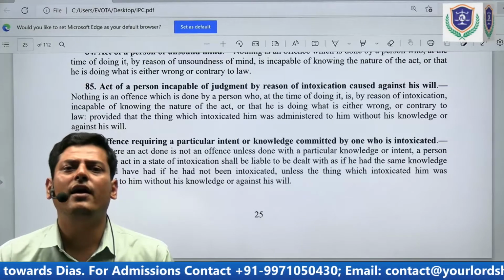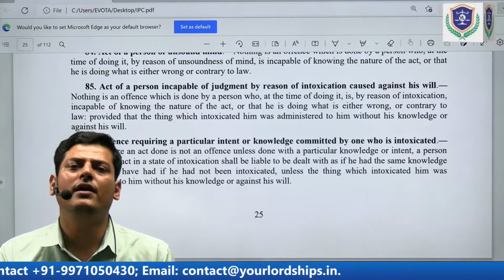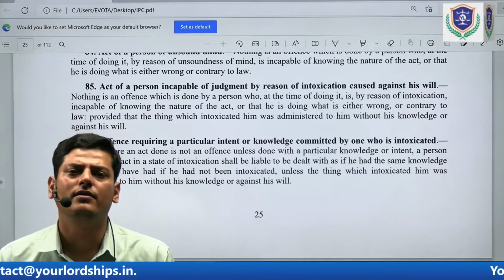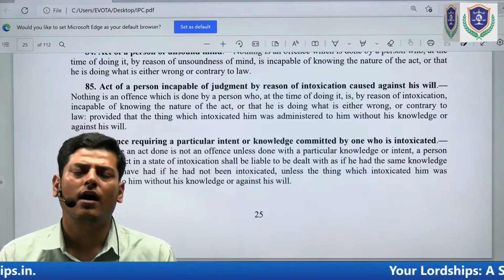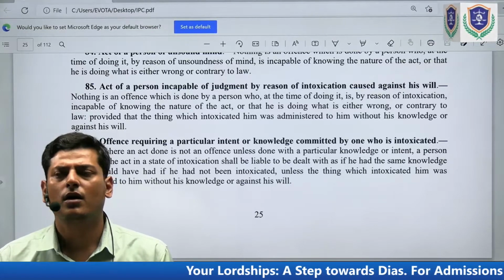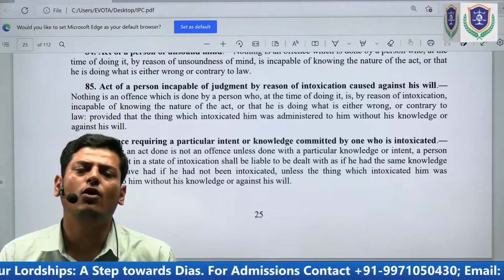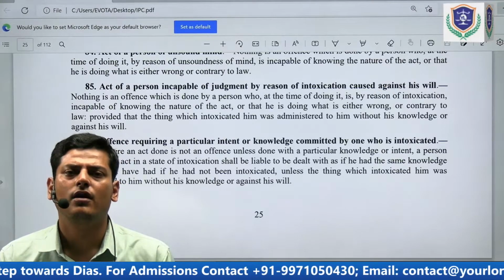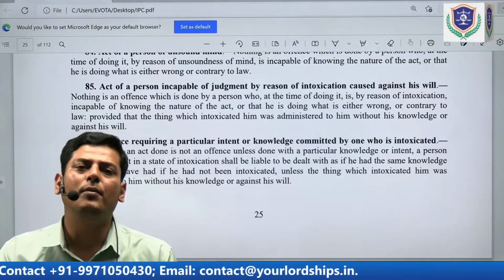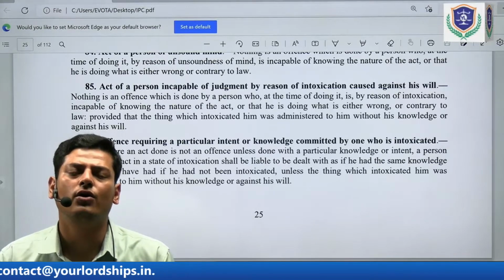So Section 85 provides a valid defense if any person has been intoxicated against his will, without his knowledge, involuntarily. It is not that you went and got yourself intoxicated and you have committed a crime. It will not be a valid defense. But if involuntarily you have been intoxicated without your knowledge, against your will, and by reason of such intoxication you are incapable of knowing the nature of your act, or that whatever you are doing was either wrong or contrary to the law.